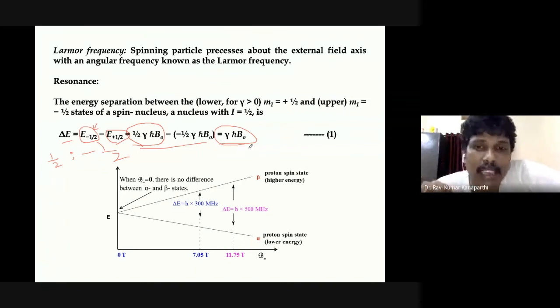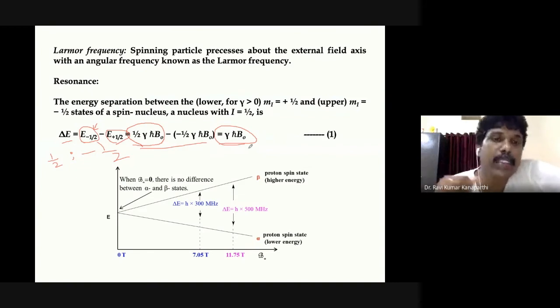So the delta E is the energy difference between the nuclear spin states, and it is given by gamma h cross B0. Now, please don't forget this: the energy splitting you can see only when you place the nuclei in the external magnetic field. Otherwise, they will be degenerate.